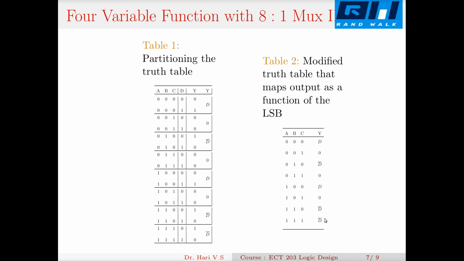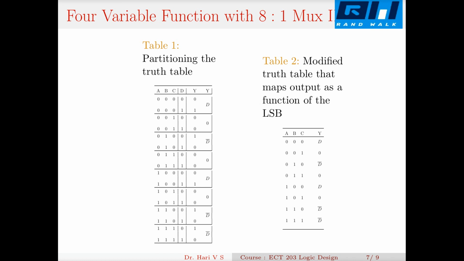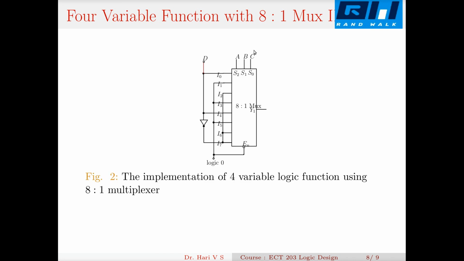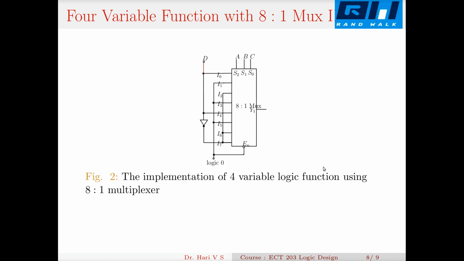Now I can implement this as a circuit, and that circuit will look like this. I apply my ABC, the most significant bits, to the select lines of the 8:1 multiplexer. When it is 0 0 0, Y should be D, so D should go to my I0 line, 0 should go to my I1 line, D bar should go to my I2 line, and so on. So here these connections are there.